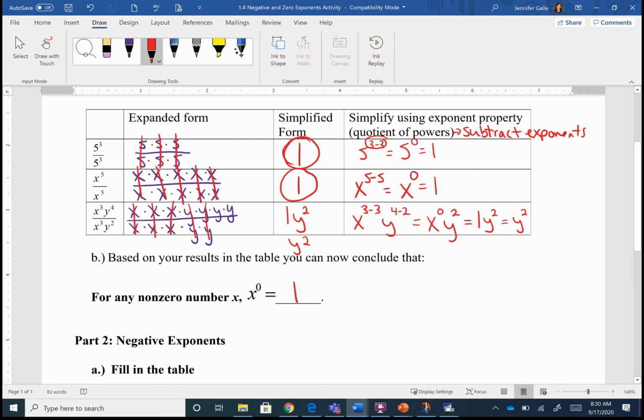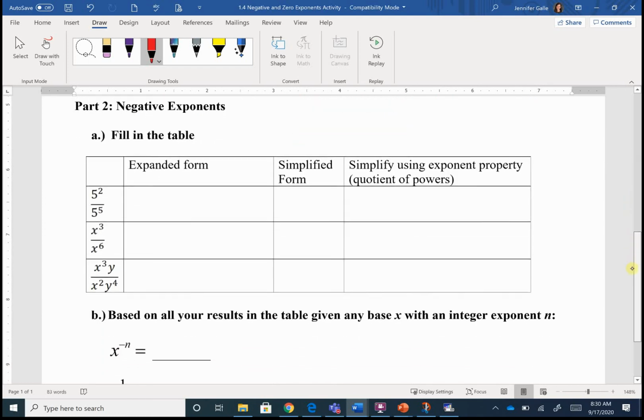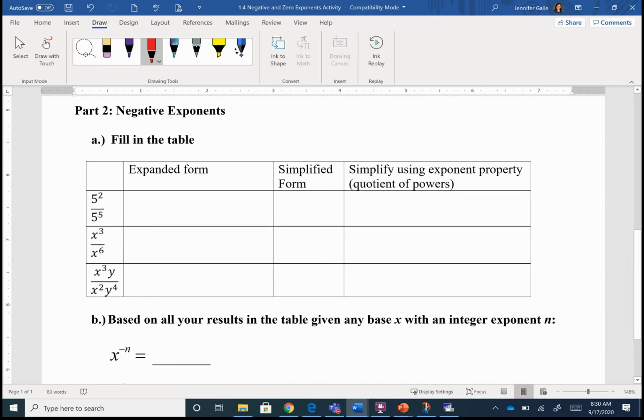Our other property, and then we will take some time after this to fill in our graphic organizer so you have everything in one spot. We're going to use our expanding again, but now we're going to see what happens with those negative exponents. Okay, so go ahead, that top row. 5 times 5. I want to do this first one with you. I know based on what we just refreshed, everybody knows how to expand. And I think we're okay with the simplifying part.